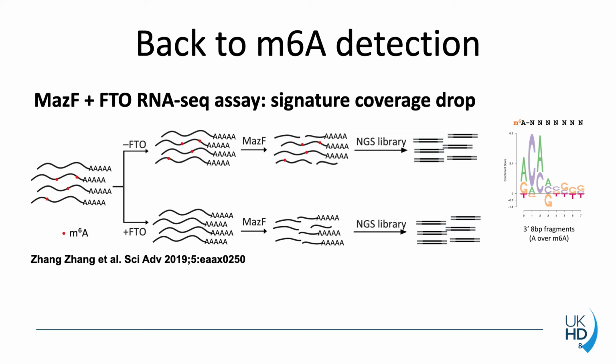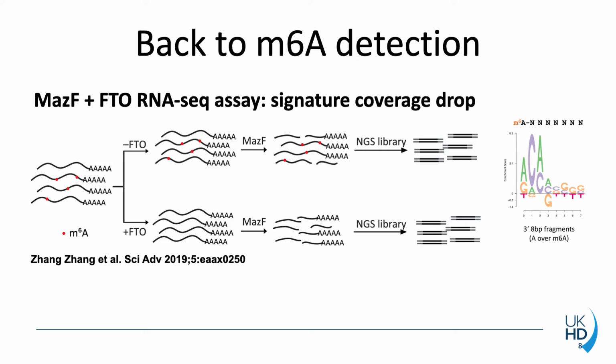Now let's move back to our initial question, which is m6A detection. So here basically I would like to introduce to you the differential digestion assay on RNA using the MazF enzyme, and also in combination with the demethylase enzyme FTO.